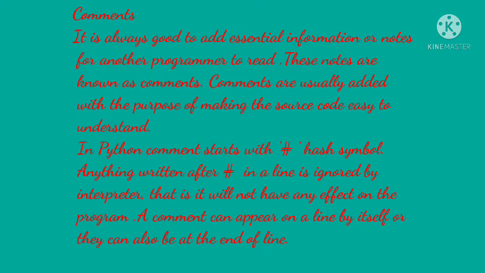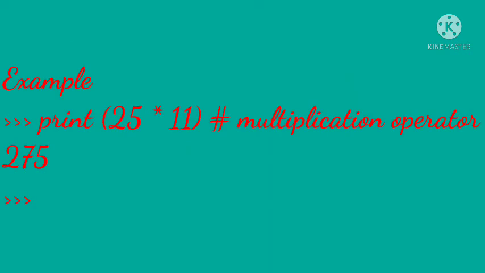Usually comments appear on a line of their own or at the end of a line. For example, print 25 into 11, hash, multiplication operator. When Python runs, the output will display as 275 only. This is the end of this chapter.